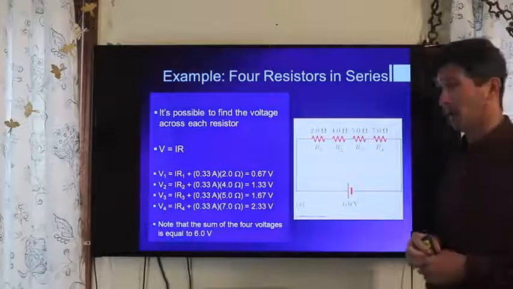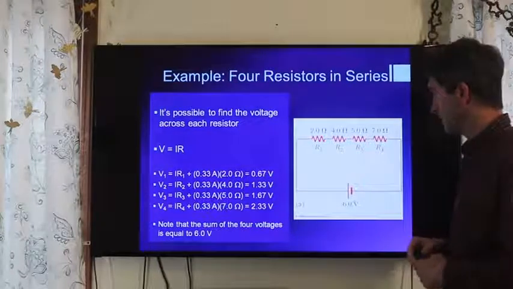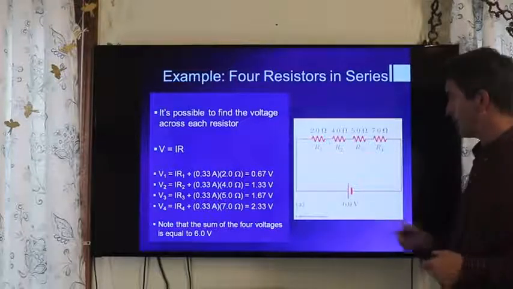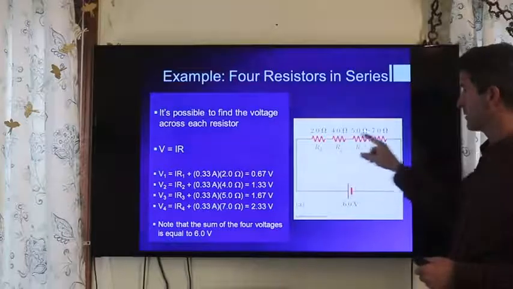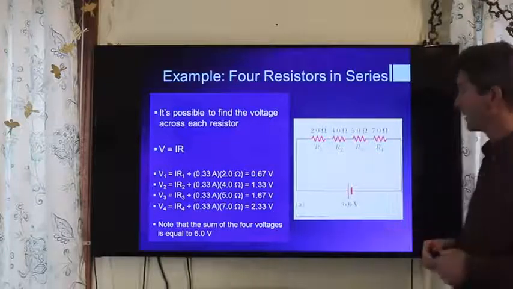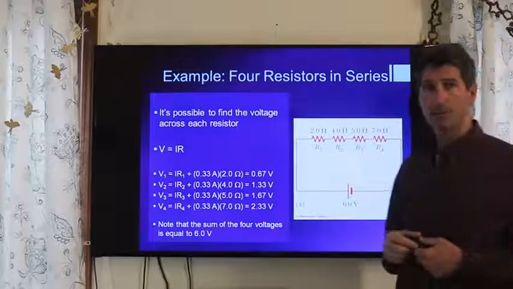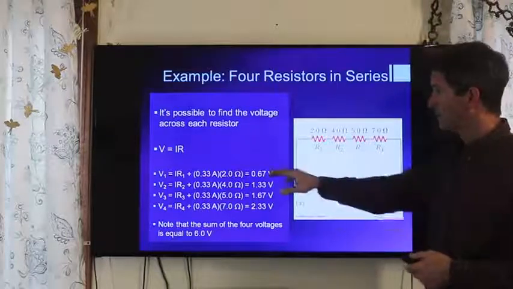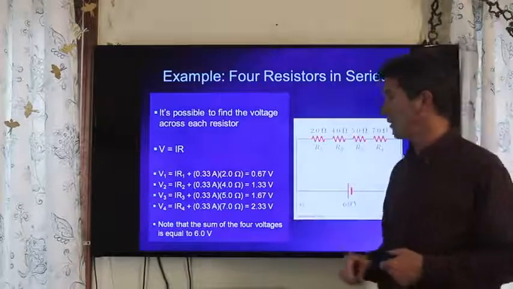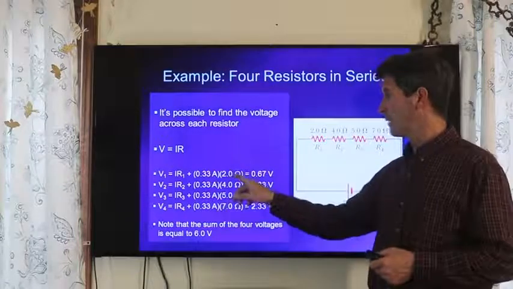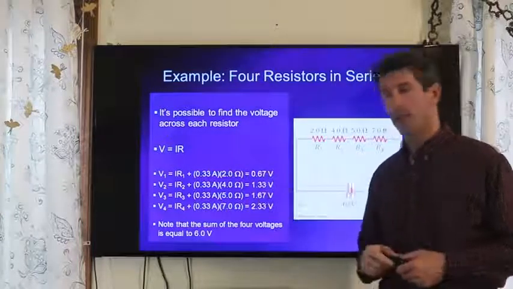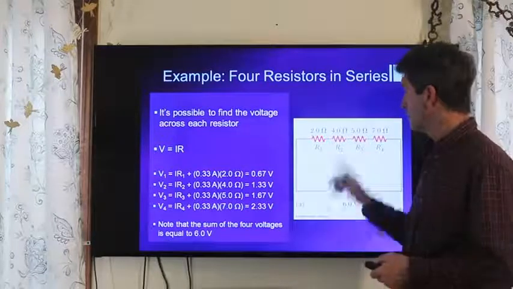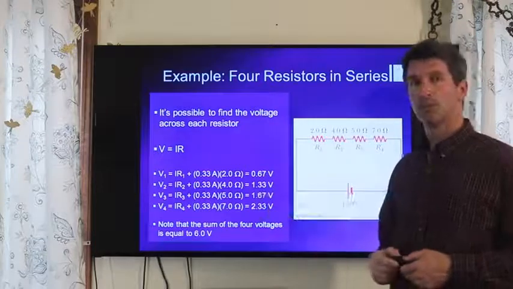Now, we want to find the potential difference across each resistor. Yeah, I know the potential from the battery. I know the current that goes through each one of them, 1/3 of an amp. I can now use V equals IR to find out each potential difference drop. Okay, the first resistor is only 2 ohms. So 1/3 of an amp at 2 ohms is going to give me 2/3 of a volt through there, or 0.67 volts.